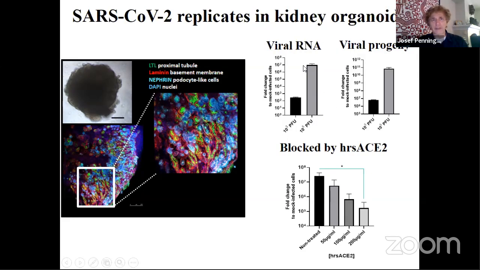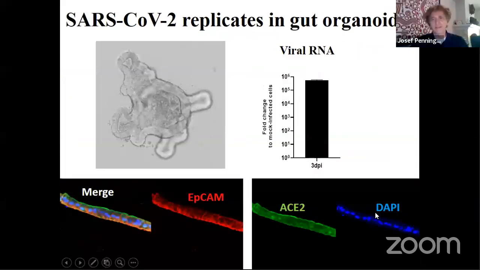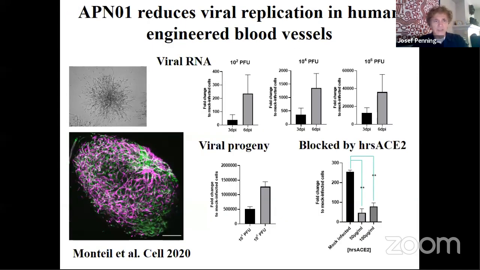To make sure, we infected these kidney organoids, and we can see viral RNA and viral replication, we see viral progeny. The virus actually makes new virus which can infect other cells. And we can again block with human recombinant ACE2, as you would expect. We also made gut organoids. ACE2 is expressed on the luminal surface. The virus can replicate. We never published this, but there are other groups which now publish viral replication in gut organoids and many other organoids.